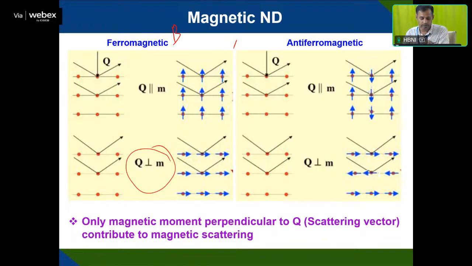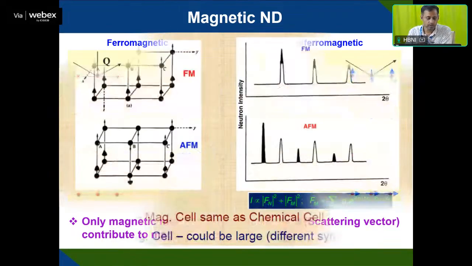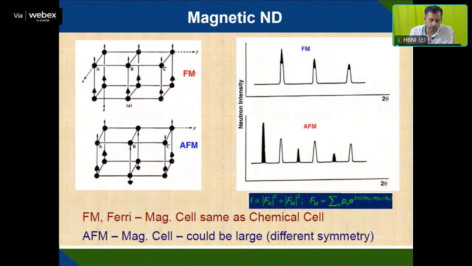So what you can see here is that only the magnetic moment perpendicular to the Q vector contributes to the scattering. You have a Q vector, and those are perpendicular. So from there you will be able to see the ferromagnetic and antiferromagnetic interaction. If you see this example, with ferromagnetic material and antiferromagnetic material, there will be a ferromagnetic coupling between this and this, or this and this.